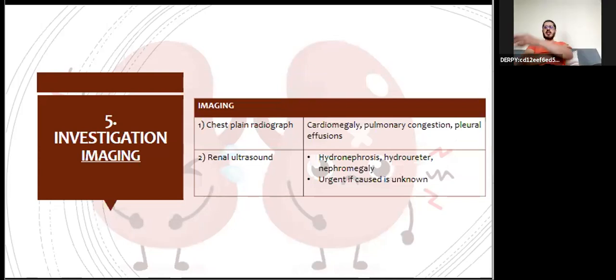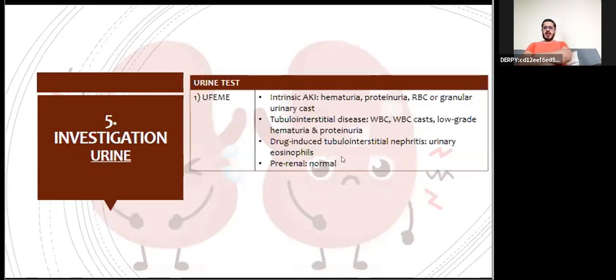Regarding urine FEME, there are certain urine investigations you can do which differentiate between pre-renal and renal. Can you tell us what investigations you do in the urine to compare between a pre-renal cause and a renal cause? Open question. Anyone can answer?